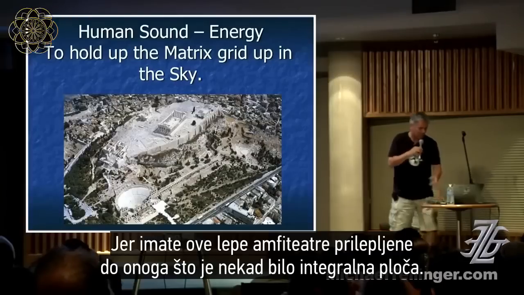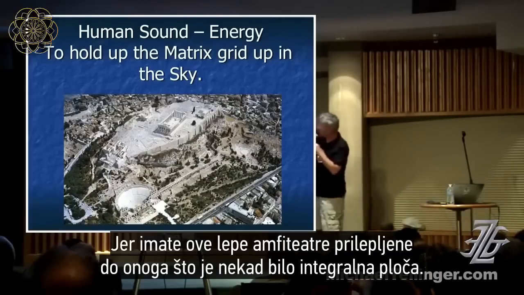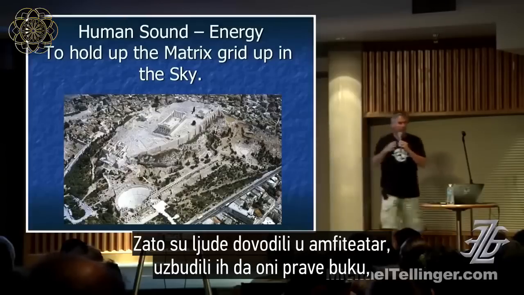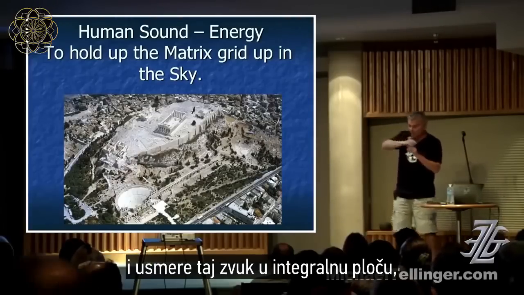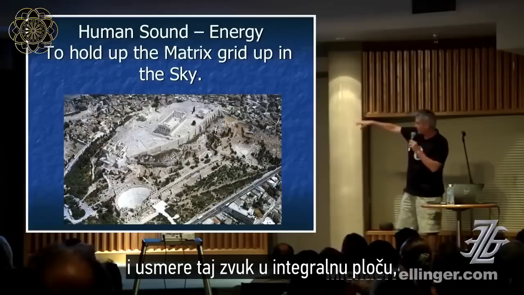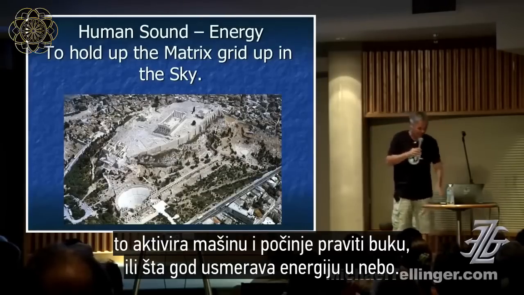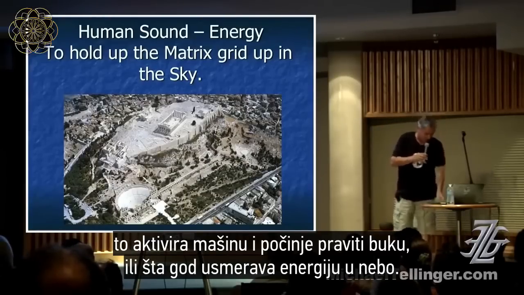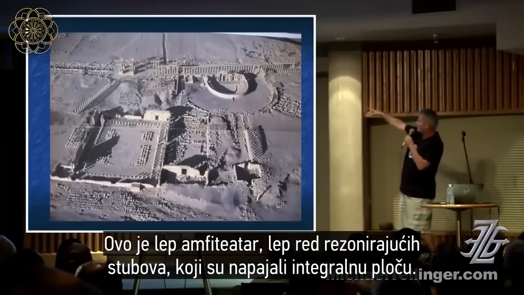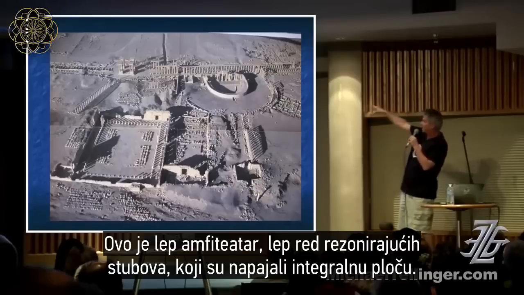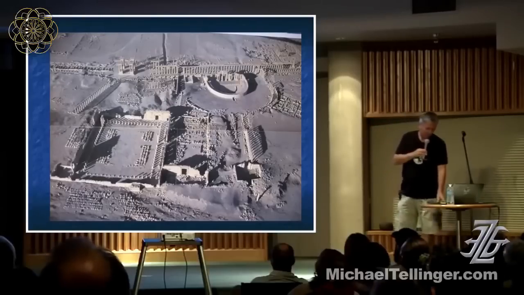Because you find these beautiful amphitheaters attached to what used to be these circuit boards. So they get a bunch of people into these amphitheaters, get them excited, they make a lot of noise, and they channel that sound into the circuit board. It activates the machine and it starts to make a noise and shoots the energy up into the sky, upholds the matrix. There's a beautiful amphitheater, a beautiful resonating row of pillars that used to feed into the circuit board. And so it goes.